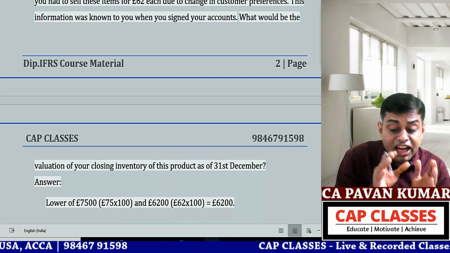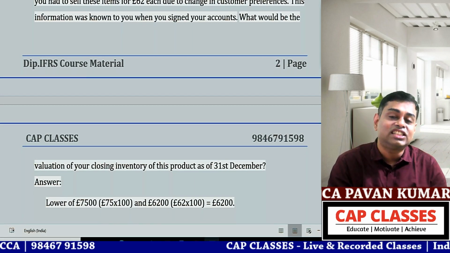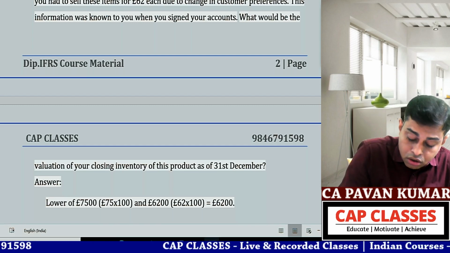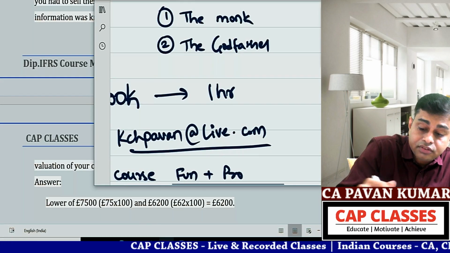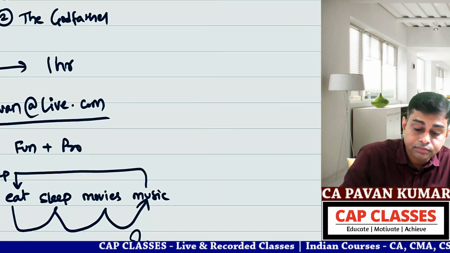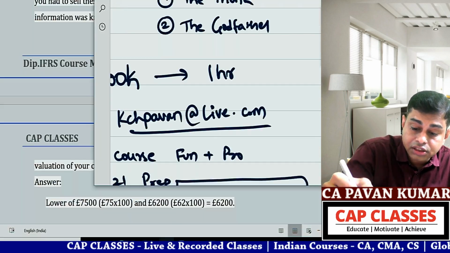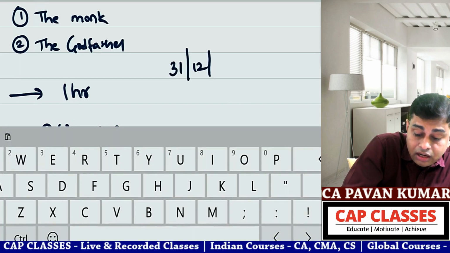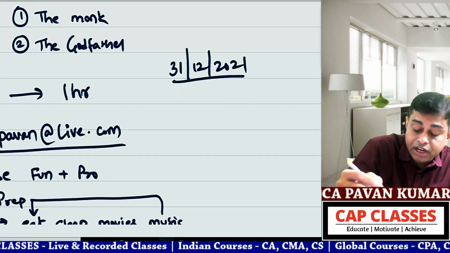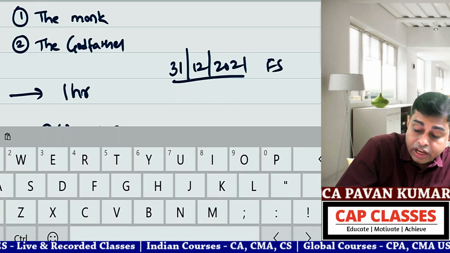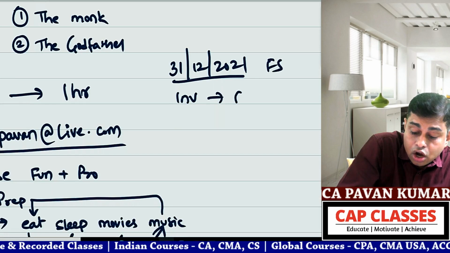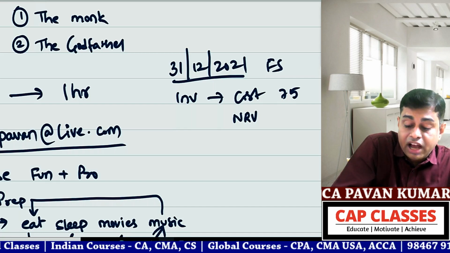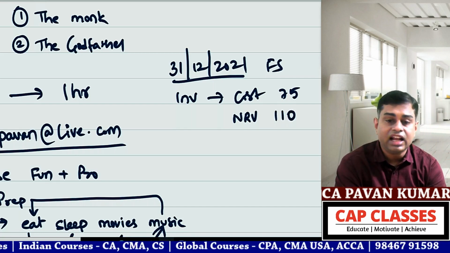This has a very good connection with IAS 10, what we are going to discuss now. This has a very good connection with today's topic. So you are preparing your financial statements on, say, for example, 31/12/2021. Okay, so what is the data? Inventory cost 75. Normal selling price, which we consider as net realizable value, is 110 pounds. This is the data given.